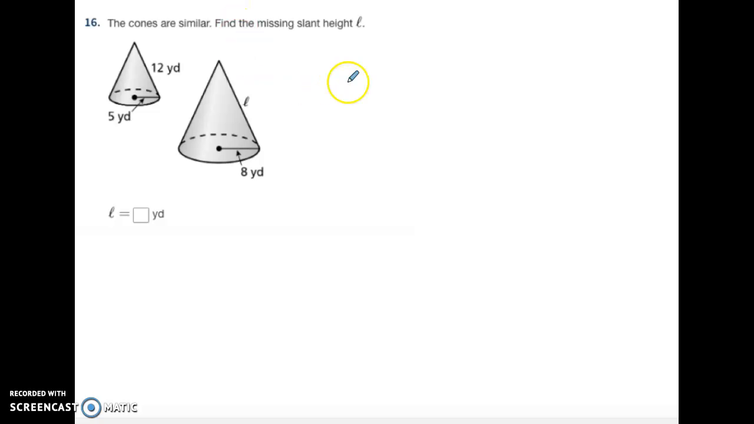Now we are finally on the last problem. So the cones are similar. Find the missing slant height. All right, let's set up a proportion. So I'm going to do slant height over radius equals slant height over radius.